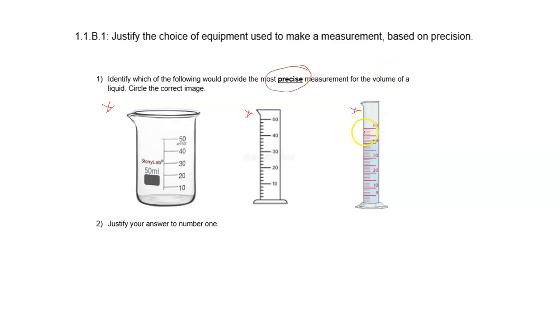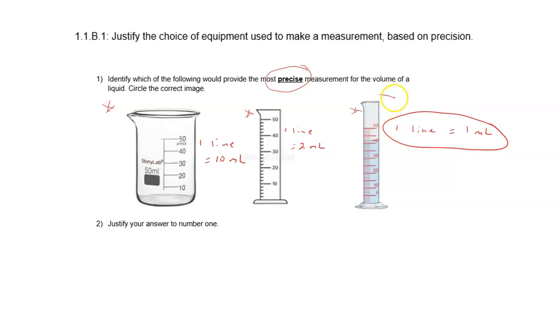Typically that's going to be the one that has the most precise increments. In this case, 1 line equals 1 milliliter. Here, 1 line equals 2 milliliters. And here, 1 line equals 10 milliliters. The smaller that number, the more precise we are. So we would definitely go with that particular graduated cylinder.